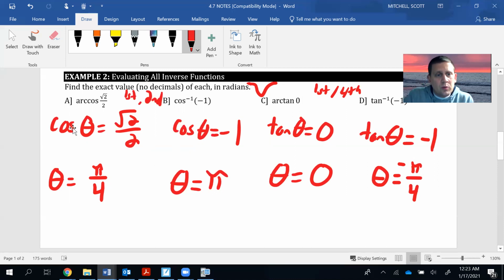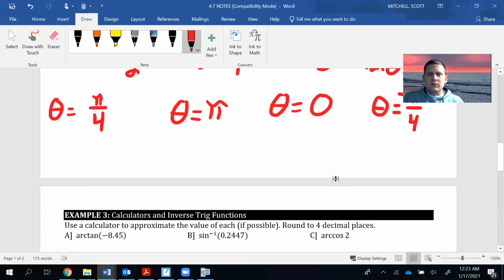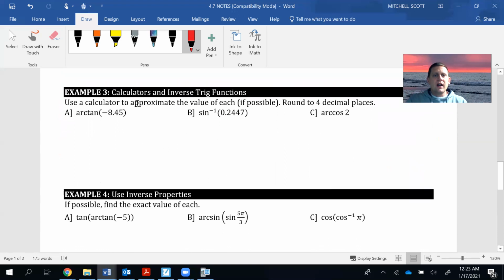When we did the unit circle, we would take the cosine of pi/4 and find the square root of 2 over 2, or take the cosine of pi and know that it's -1. Take the tangent of 0, know that it's 0. Take the tangent of -pi/4 and know that it's -1. Now we're just going in backwards. That's all. Okay. So now we're going to just use a calculator.